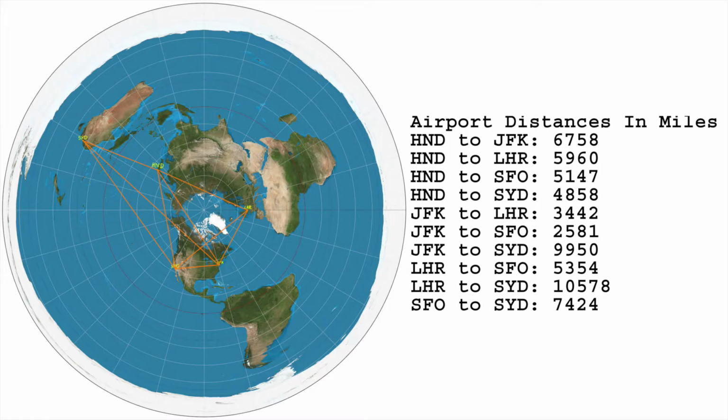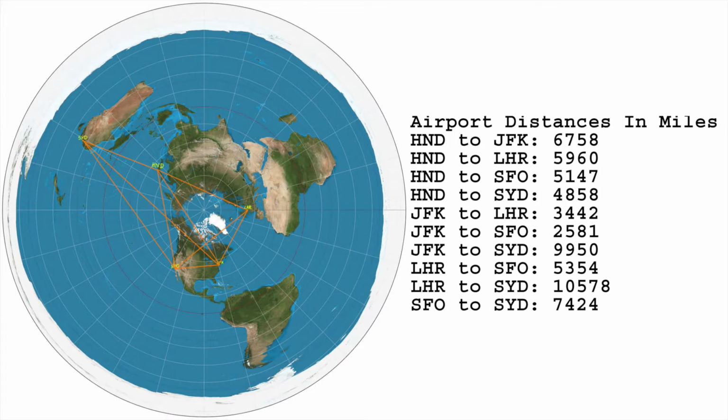HND to LHR, yes, Tokyo to Heathrow, you've got 5,960 miles. And Tokyo to Sydney, you've got 4,858 miles. So let's total that up just for fun. That adds up to 10,818 miles.